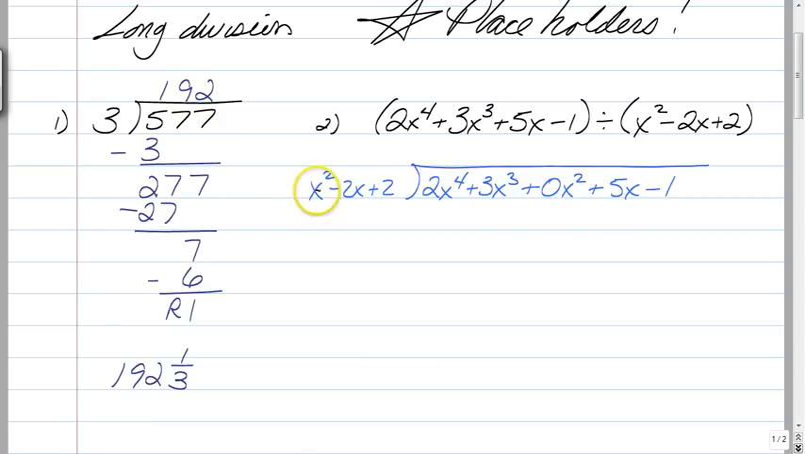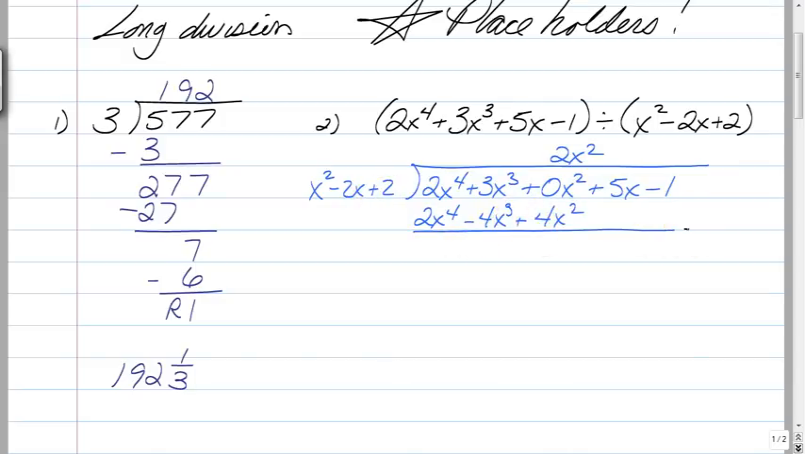x squared times what will give you 2x to the 4th power? The answer is 2x squared. So now you have to multiply everything by 2x squared. So 2x squared times x squared is your 2x to the 4th. 2x squared times a negative 2x is a negative 4x cubed. And then 2x squared times 2 is 4x squared.